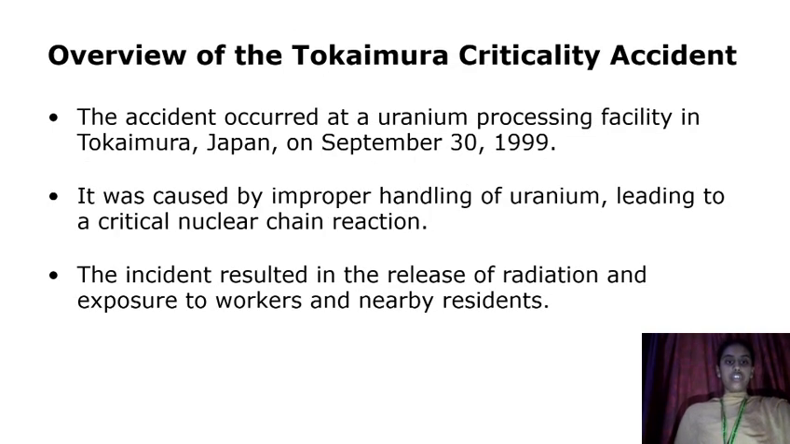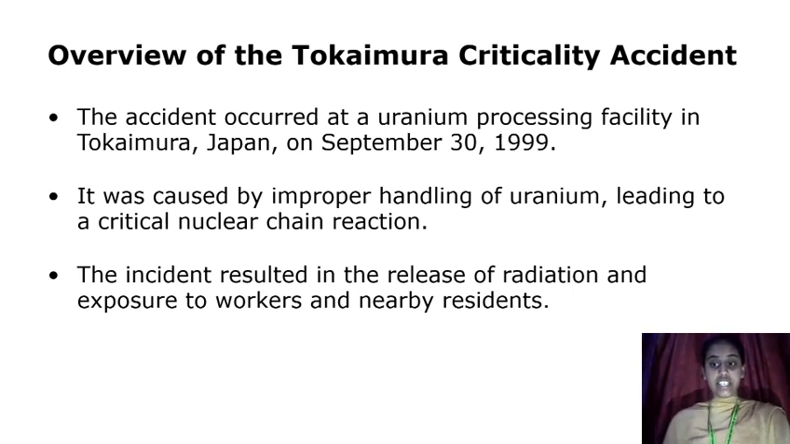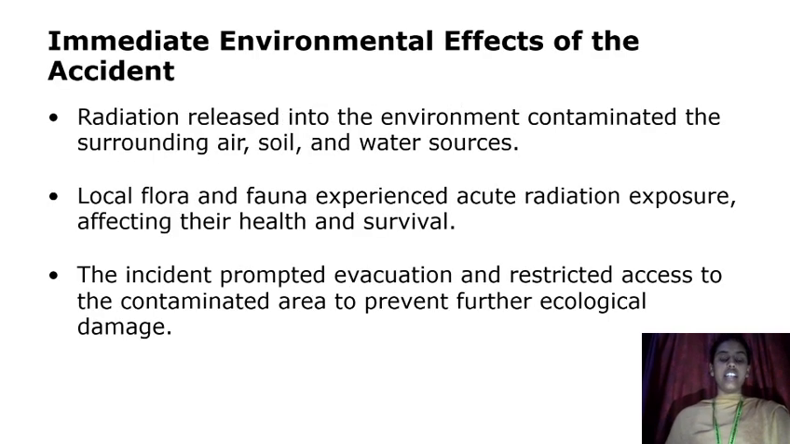Overview of the Tokaimura criticality accident. The accident occurred at a uranium processing facility in Tokaimura, Japan on September 30, 1999. It was caused by improper handling of uranium, leading to a critical nuclear chain reaction. The incident resulted in the release of radiation and exposure to workers and nearby residents.